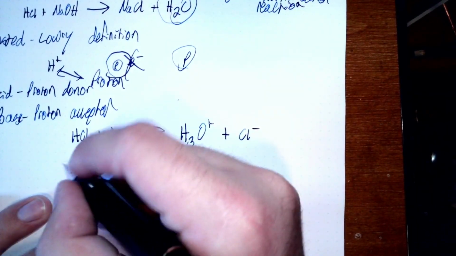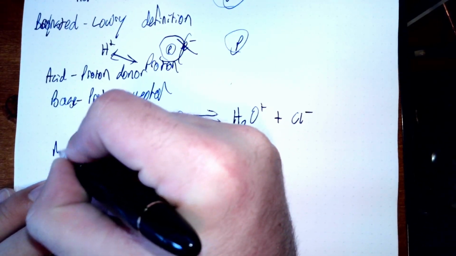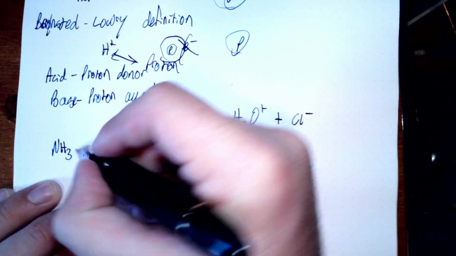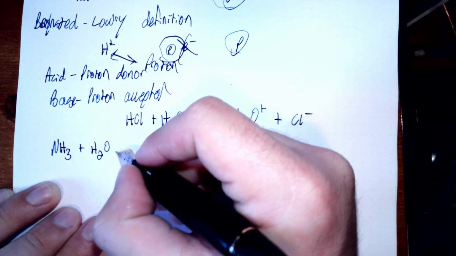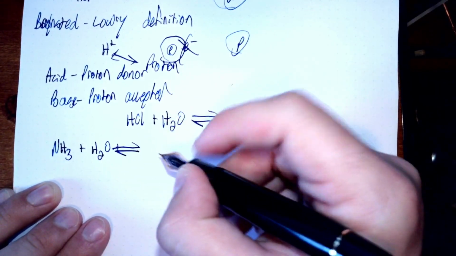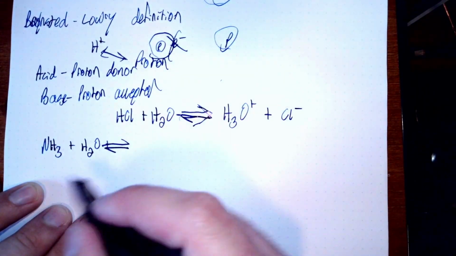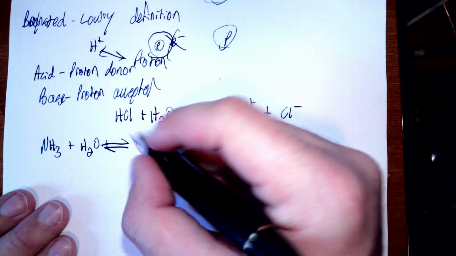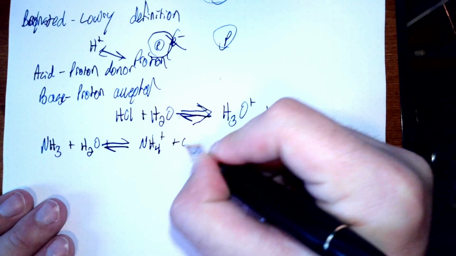Now, let's look at a Bronsted-Lowry base, though. And let's look at something like ammonia. Let's dissolve ammonia in water. I'll use these double-ended equilibrium arrows. Actually, I shouldn't have used those up there. That should just be a single-ended arrow. We're going to get NH4 plus and OH minus.